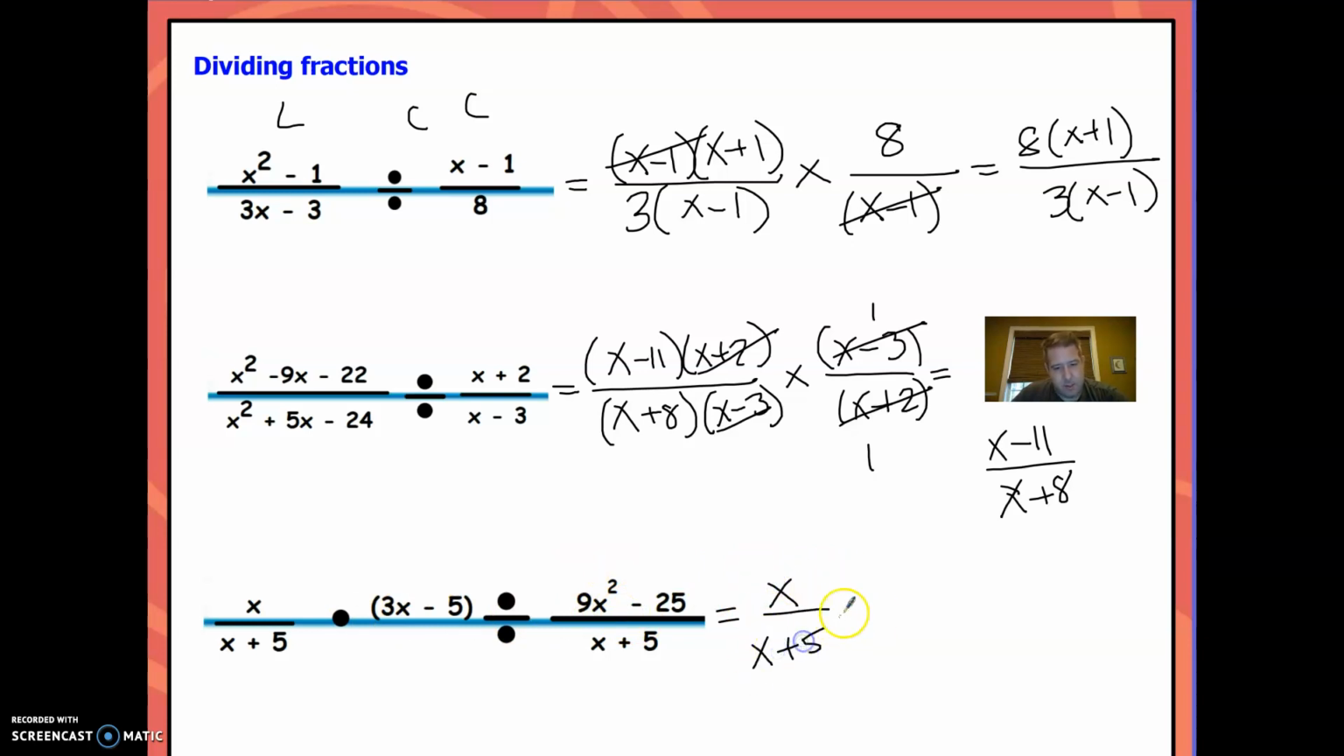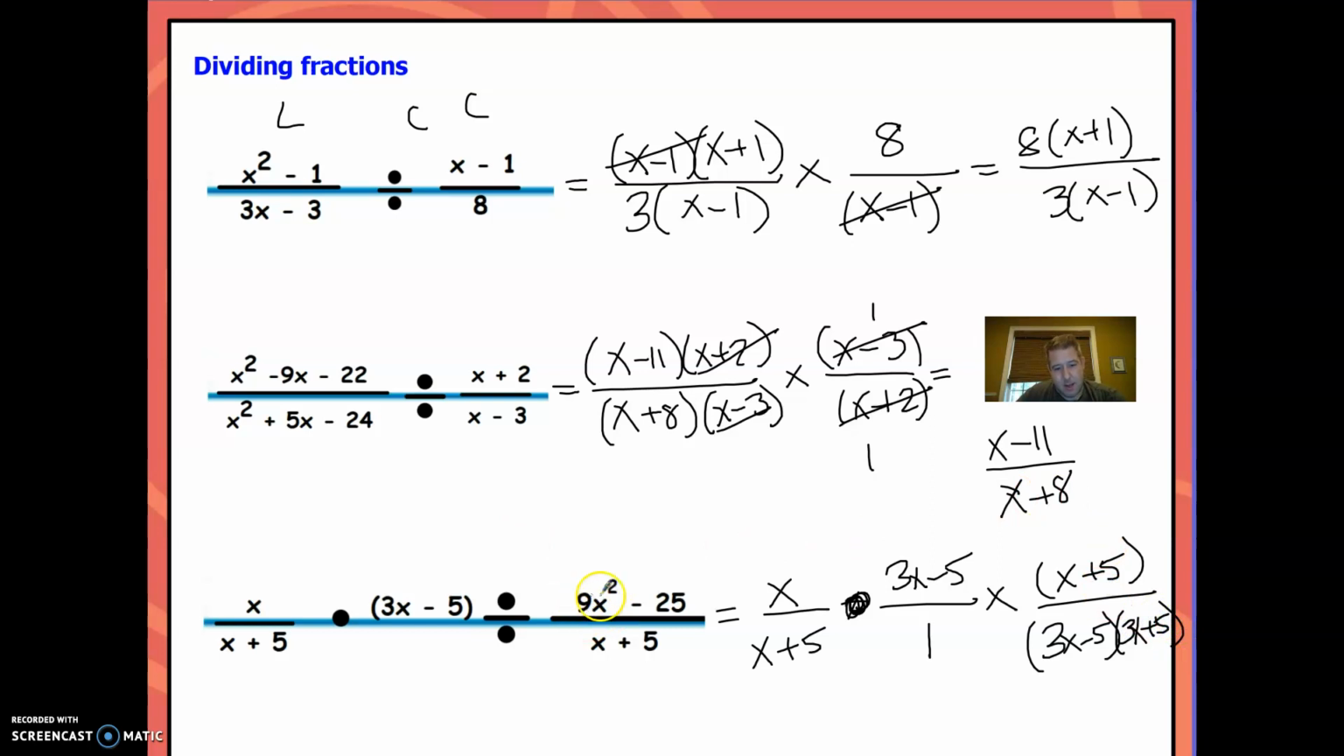So x over x plus 5 cannot be simplified anymore. Okay, whatever, multiplied by. So this is going to be 3x minus 5 over 1. I'm just going to give myself a placeholder here because anything over 1 is itself. And so this is going to be leave, change, change. So I'm going to take what was on the bottom, which is x plus 5, move it to the top. And then this is factorable. This is actually difference of squares. This is 3x minus 5 times 3x plus 5.